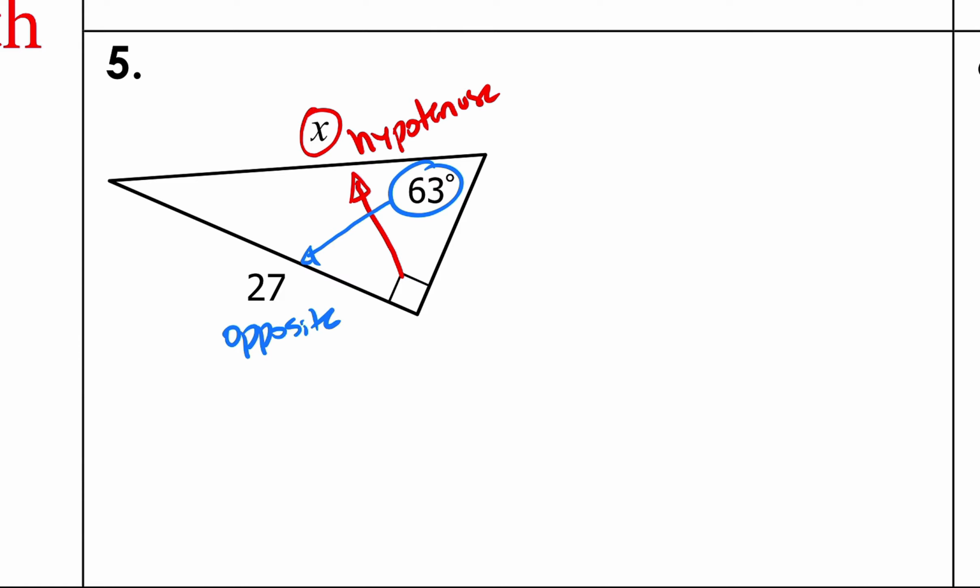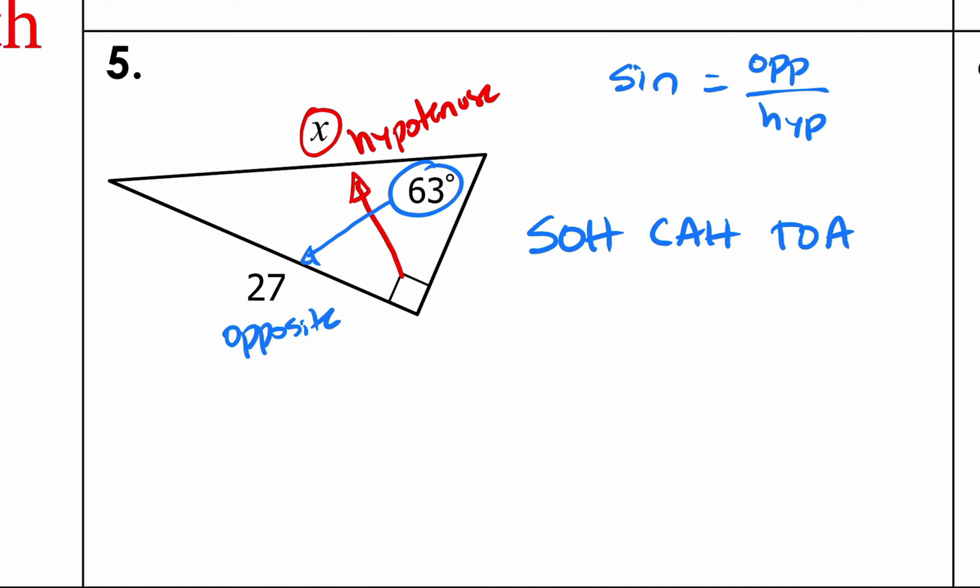So what trig ratio has opposite and hypotenuse? You guessed it, it's sine. Sine is opposite over hypotenuse. And if you forget, don't forget SOH CAH TOA, right? Sine is the opposite over the hypotenuse. Cosine is the adjacent over the hypotenuse. And tangent is the opposite over the adjacent. So, SOH CAH TOA. That's what we learned last week in last week's packet.